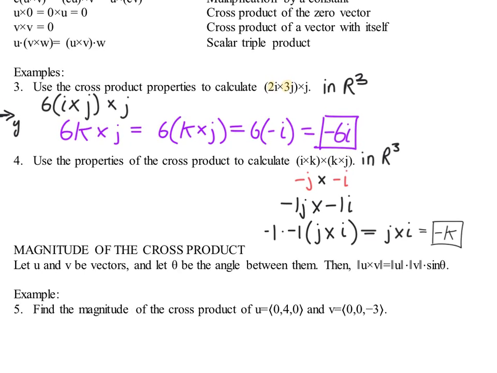So anyway, I'll just do something simple, like i cross k. So let me get i in there, 1, 0, 0. And then create the vector going to that point.